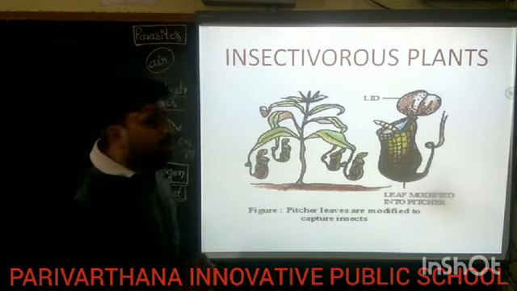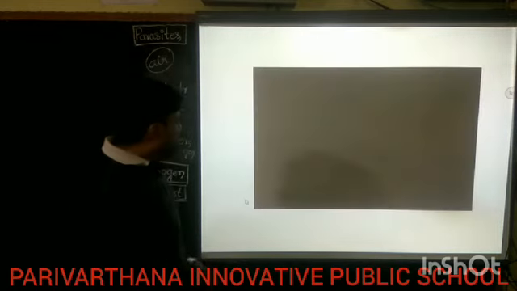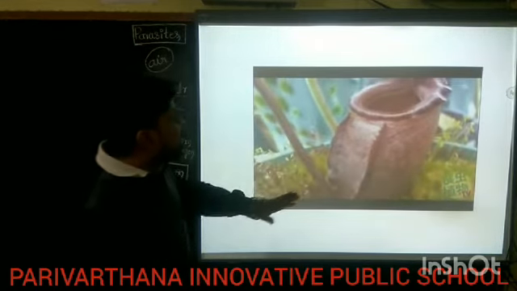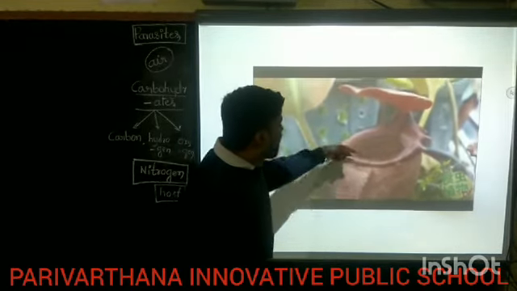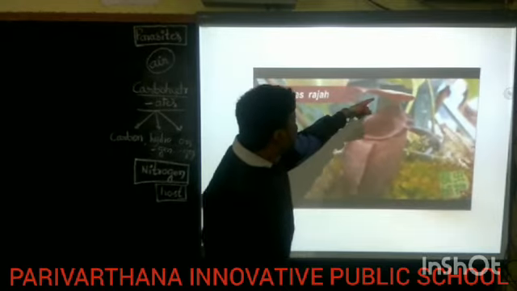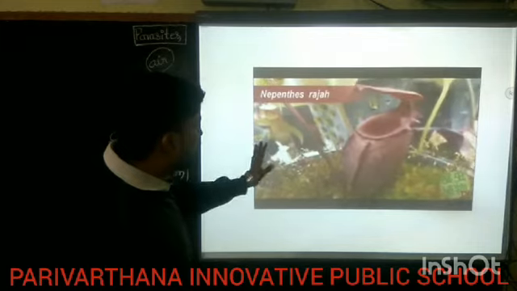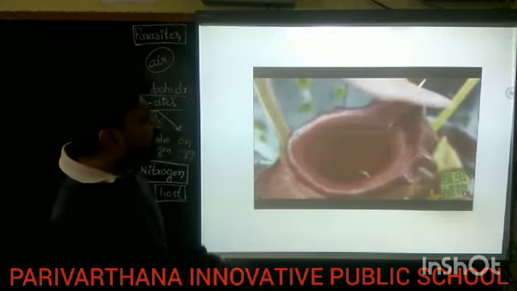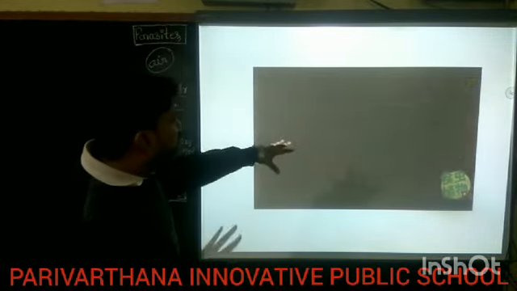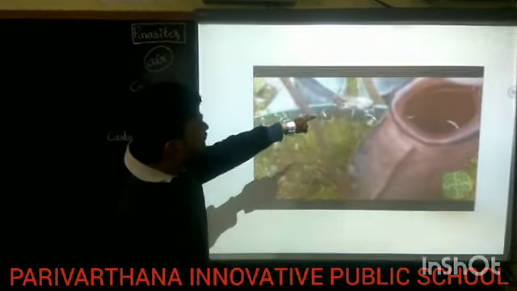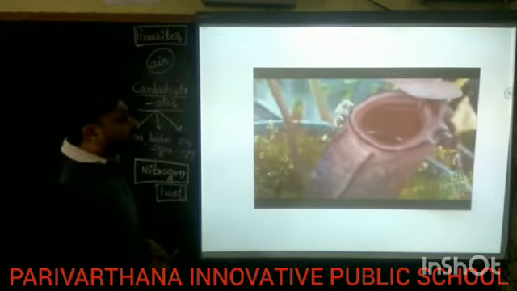Now I will show one video of how it kills the insects. Now it is a pitcher plant. We can observe some hair-like structure. It is a jug structure, and inside we can observe the hair-like structure. It is a lid. See, observe, it is one dangerous plant. It closes quickly. Inside there is hair-like structure. If any insect enters the mouth of the pitcher plant, observe the video.